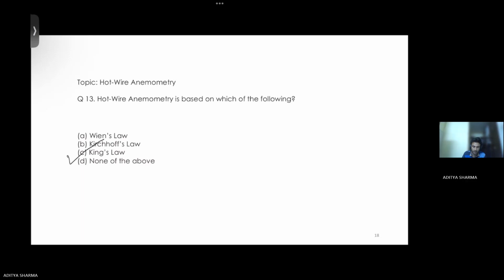The hot wire anemometry is based on King's law, right? So basically, it's an equation, and using this equation and data from the hot wire anemometer, we can figure out the velocity of the flow. Okay, so this is about the hot wire anemometer, right?